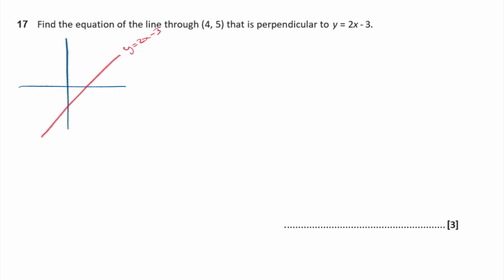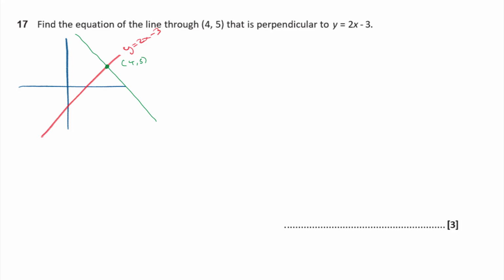So there's going to be a point on that line which is 4, 5. That's the point 4, 5. And our line is perpendicular to that line, y equals 2x minus 3. So it's going to kind of go in this direction through that point up here.